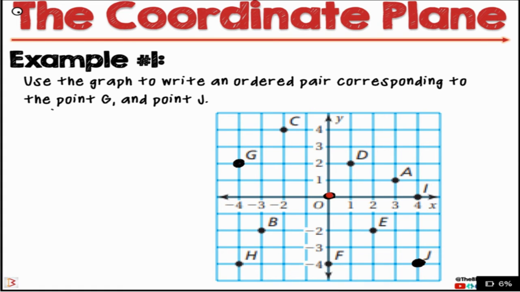Starting from the origin, we have to go along the x-axis first, and then we're going to go up or down the y-axis. So from the origin, to get to G, we went 1, 2, 3, 4 units in the negative direction. So the x-coordinate of G is going to be -4. And then we went 2 units in the y direction positively. So that's going to be a 2. So G is at -4, +2.